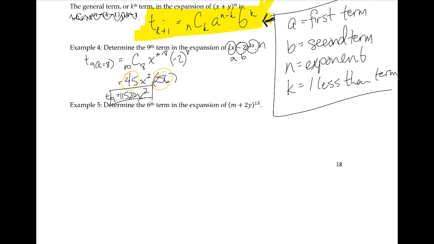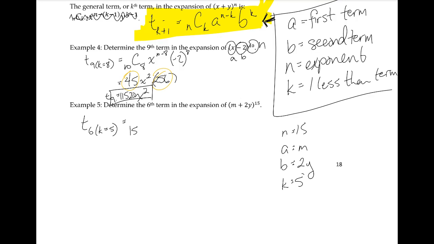So what does that mean if we have a coefficient in our term? Well, it means that we do exactly the same thing, we just need to bear that in mind. So if we're finding the 6th term, like it asks in the question, that means K is 5. Then N is 15, and again, if you need to write it down, N is 15, A is my first term, so it's M, B is my second term, that's 2y, and K is 5.